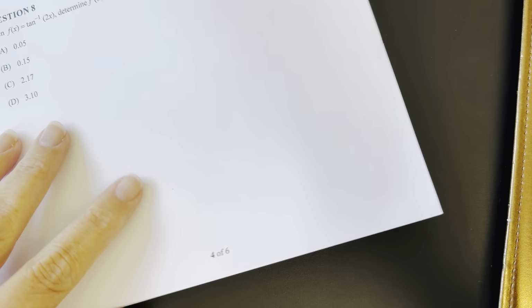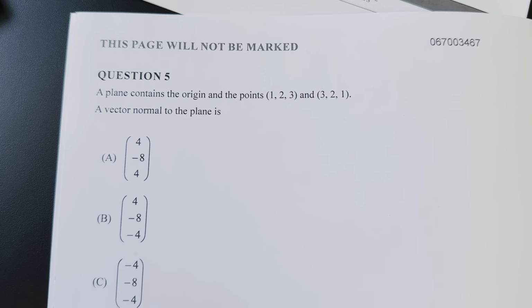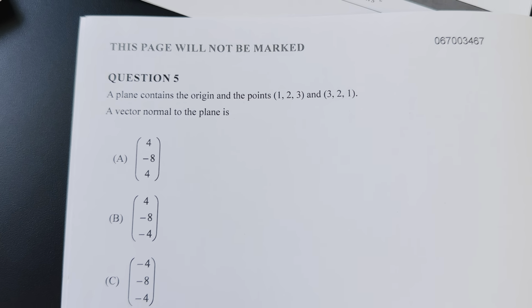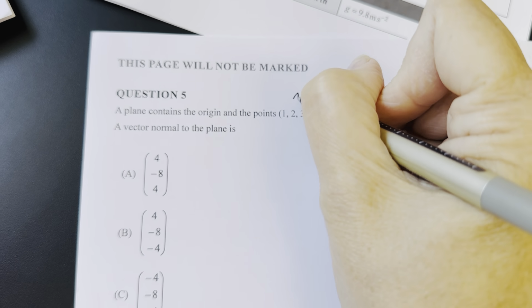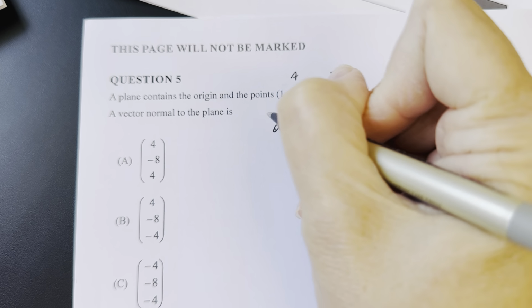Question 4, and then we're going to do question 5. Question 5: a plane contains the origin and the points (1, 2, 3) and (3, 2, 1). Find a vector normal to the plane. So imagine this is A, this is B. I've got to go OA cross OB. It's my normal.